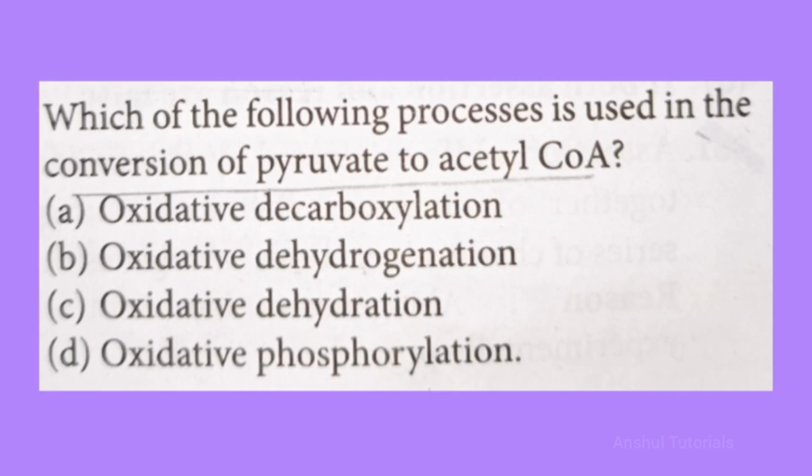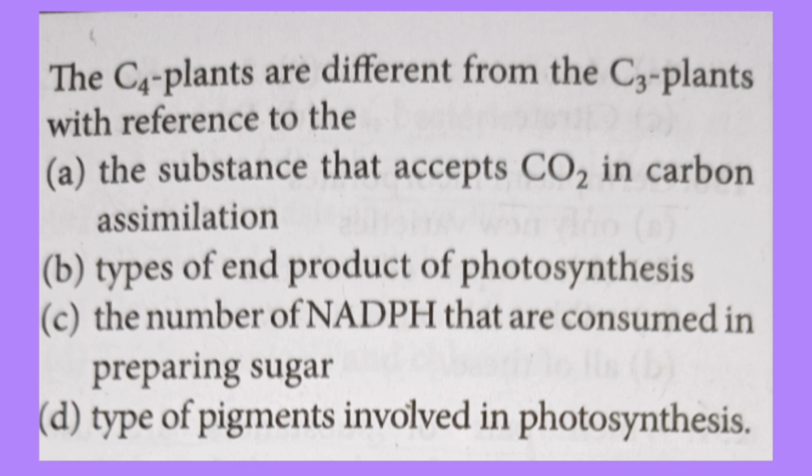And the next question: which of the following processes is used in the conversion of pyruvate to acetyl coenzyme A, so the correct answer is option A, that is oxidative decarboxylation. And the next question: the C4 plants are different from the C3 plants with reference to the, so the correct answer is option A, that is the substance that accepts carbon dioxide in the carbon assimilation.